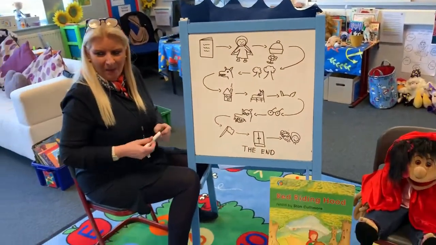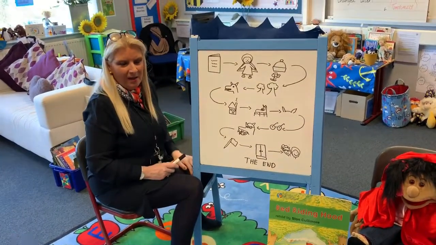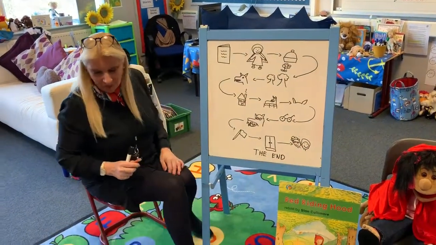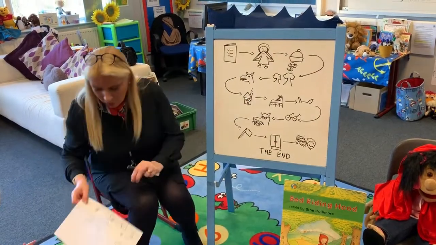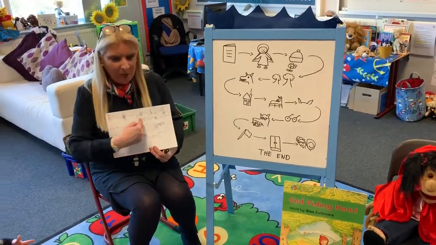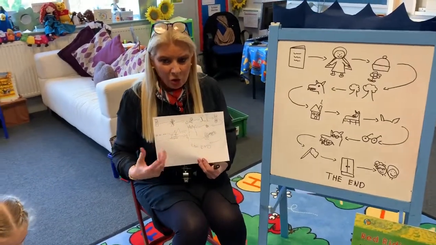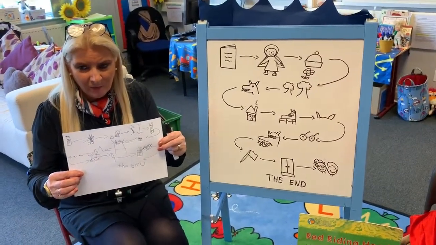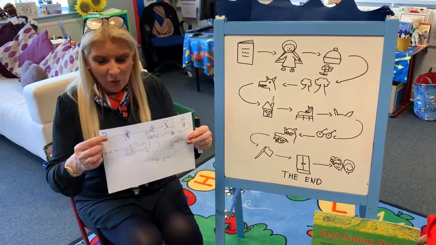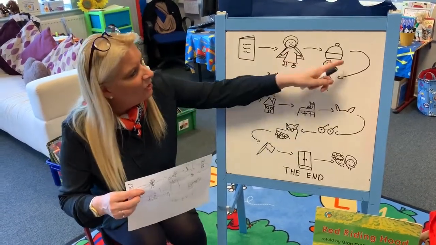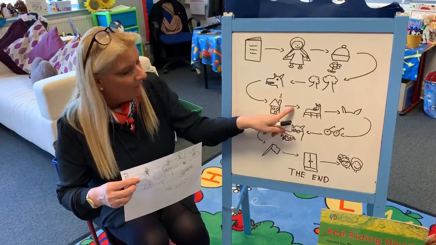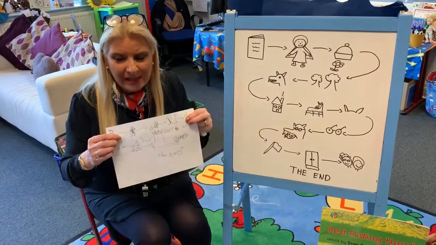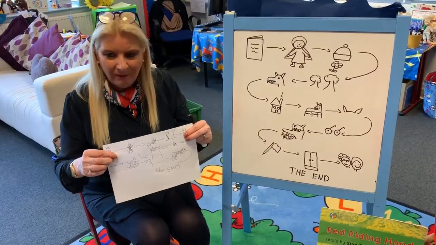Give yourselves a clap. Well done. Now, if you take this story home, would you be able to talk through the story to whoever's in your house, wouldn't you? Yes. You know it's a book and you know what happens because we follow the little pictures and story map so that we've got the sequence correct. Well done. Give yourself another clap.